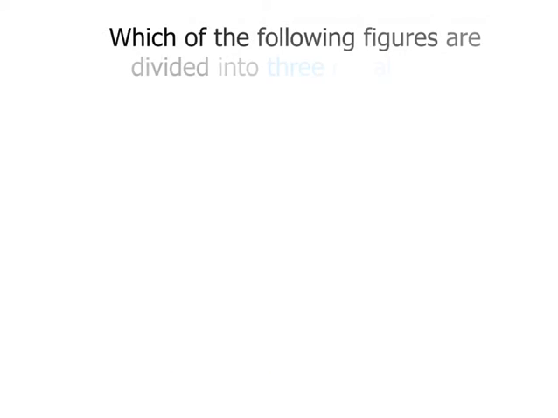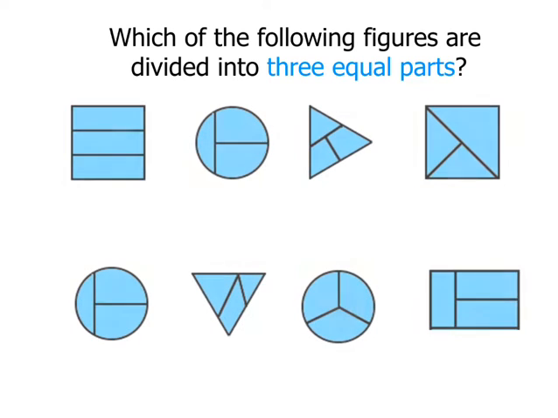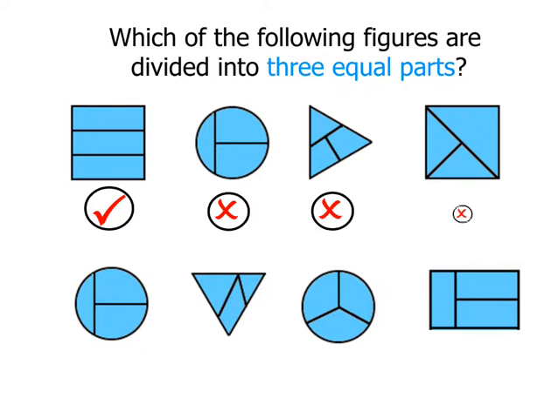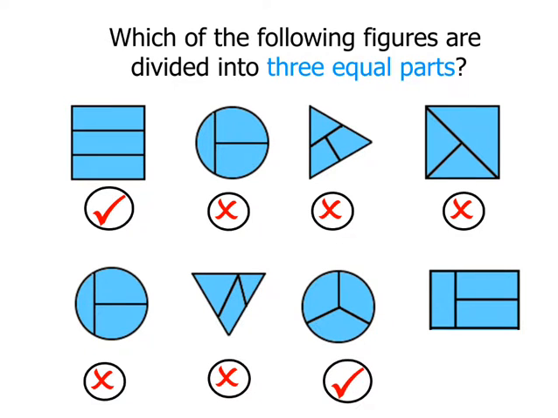Now, which of the following figures are divided into 3 equal parts? You have to check this and later check your answers. Here, many of these figures are not divided into equal parts. Only 2 are divided into 3 equal parts, which can be found by analysis.